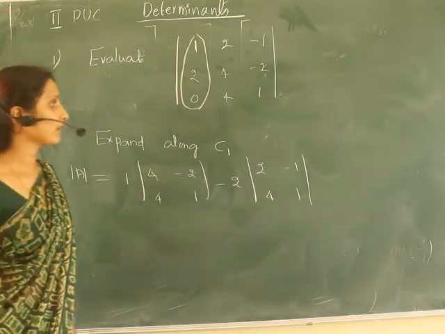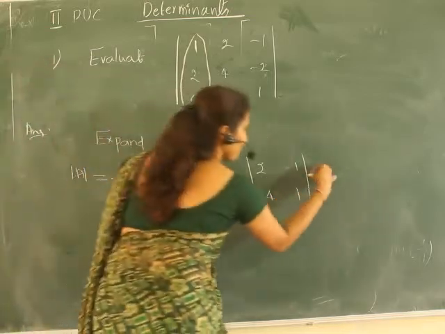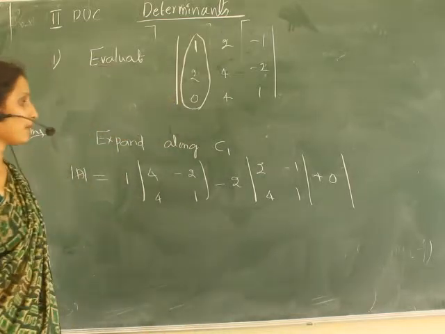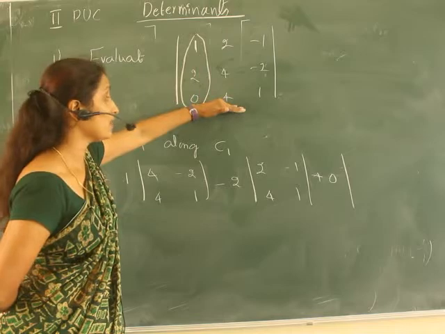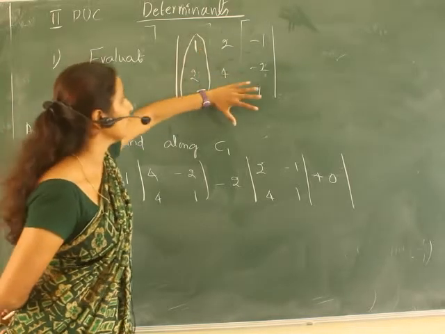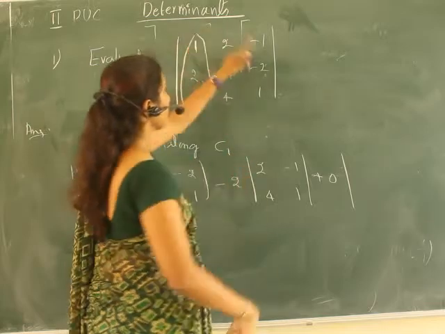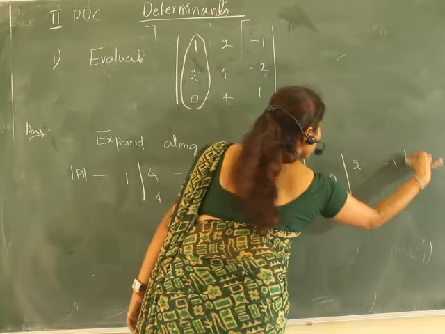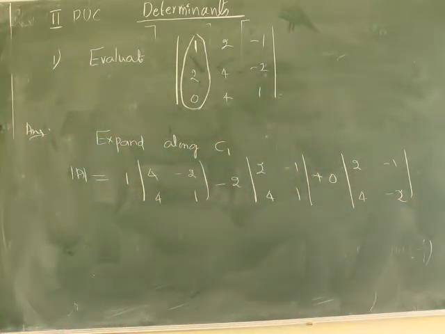Next element is 0. Plus 0 into, now it is in the third row and first column, so I have to delete these and what is remaining? 2 minus 1, 4 minus 2.